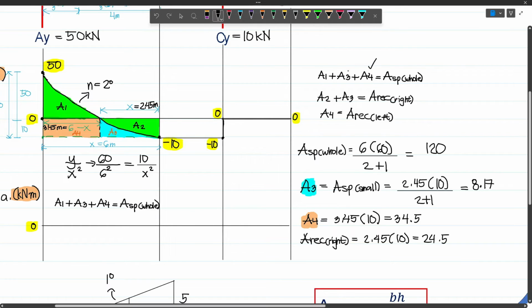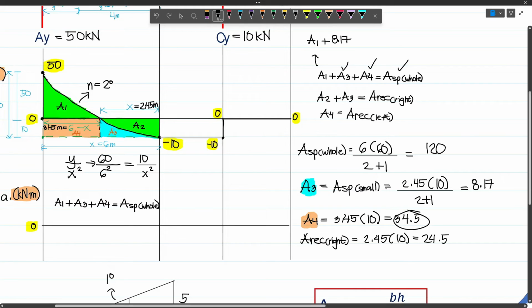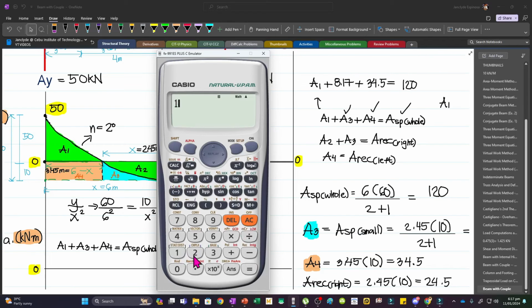Now we have this value, and also this one. And so we can now solve A1. That will be A1 plus A3, which is 8.17, and then plus A4 which is 34.5. This should be equal to 120 because this is the area of the whole spandrel. And so we have 120. And so our A1 will be 120 minus 8.17 and then minus 34.5. That will give us 77.33.